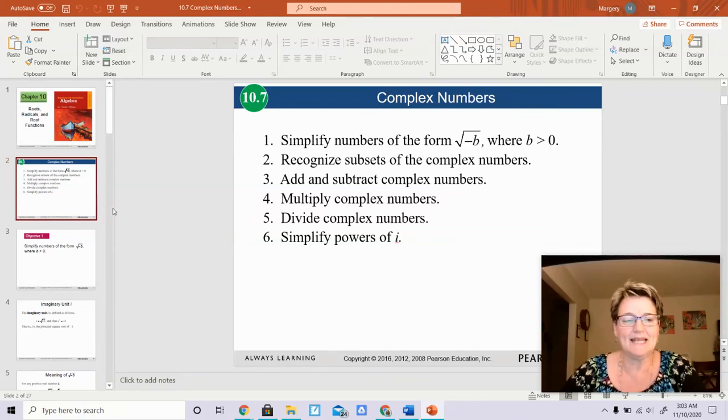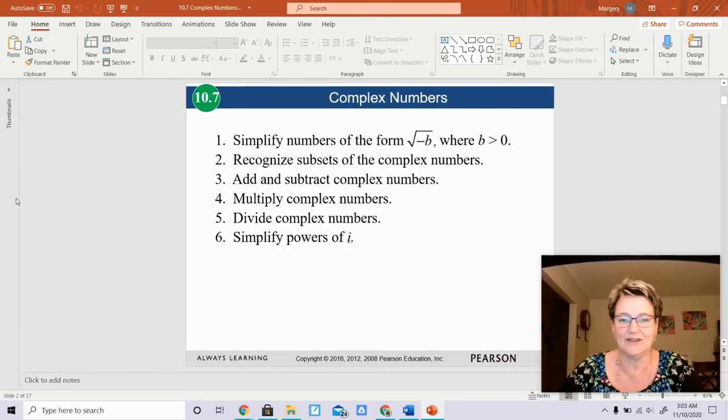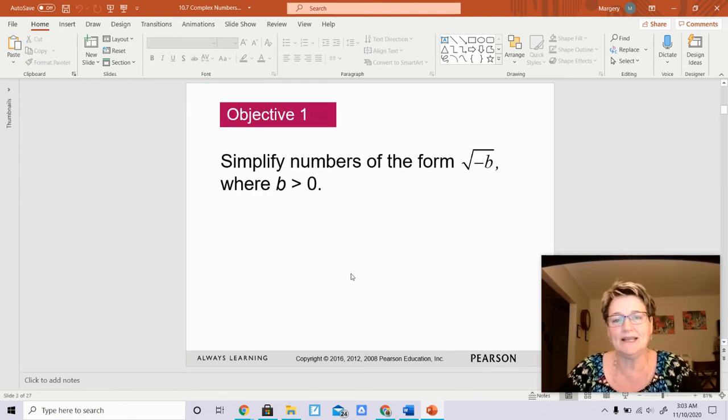Hello, I'm going to work on 10.7 complex numbers, which is a really fun topic. So let me go through it. When you're talking about complex numbers, these are all the things that we're going to do in this unit. There's a lot of parts in 10.7. We'll probably have like 3 videos. So let me go ahead and get started.